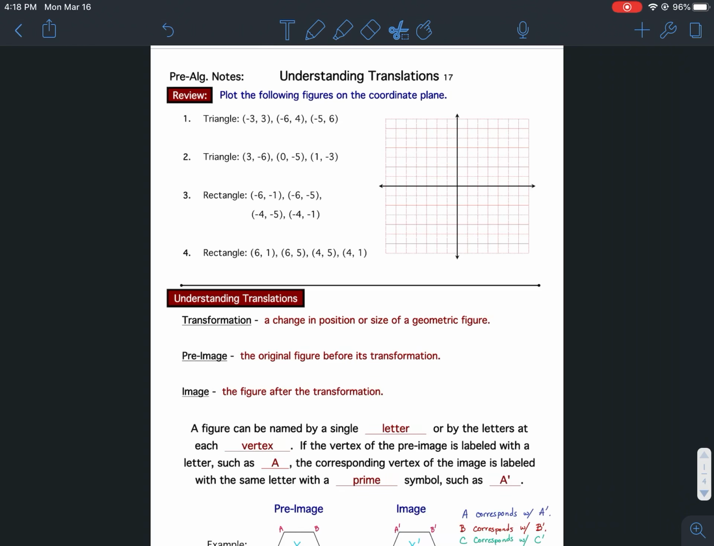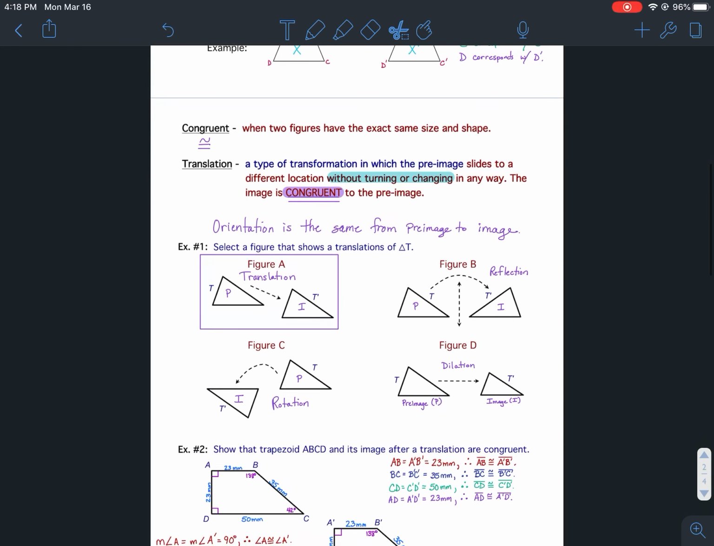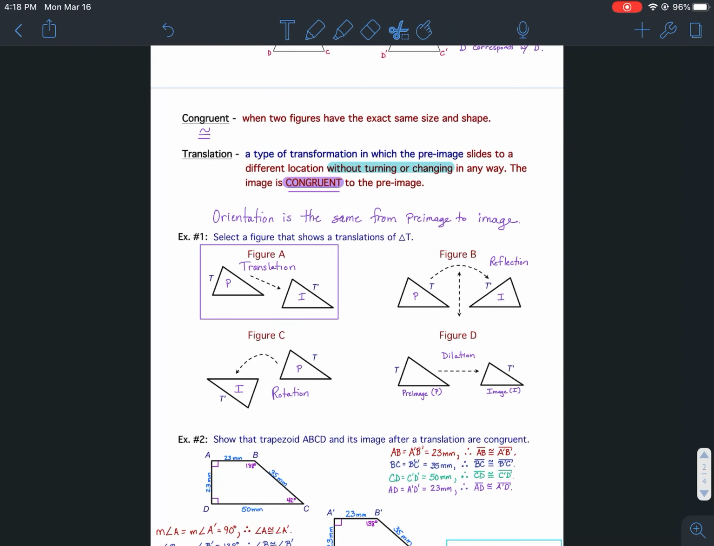All right, so this is our understanding translation notes that we started on Friday. Remember, translation is a form of transformation, and transformation is a change. And since this is about geometric figures, it's going to be a change in position or size. We talked about how a translation will just slide the image to someplace else. The orientation will stay the same from pre-image to image. The pre-image is what you will start with, and the image is what you will get in the end.